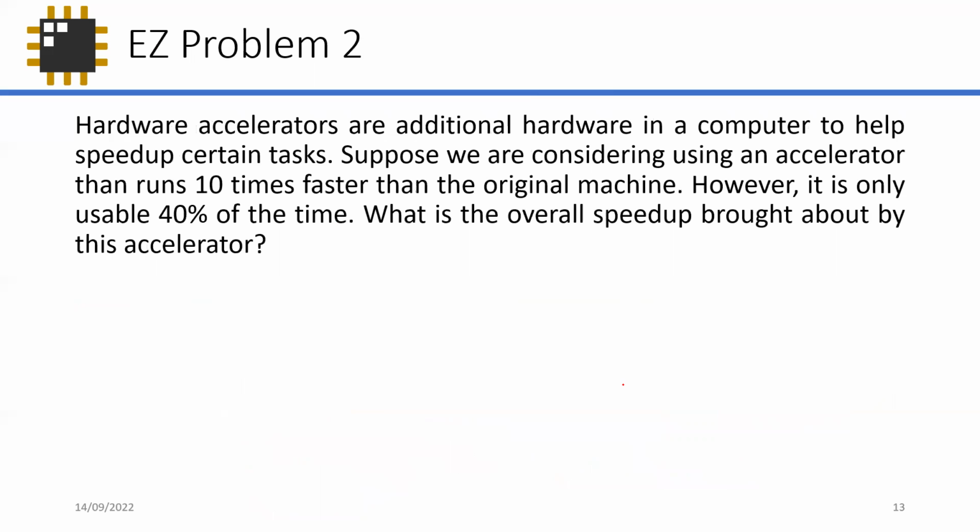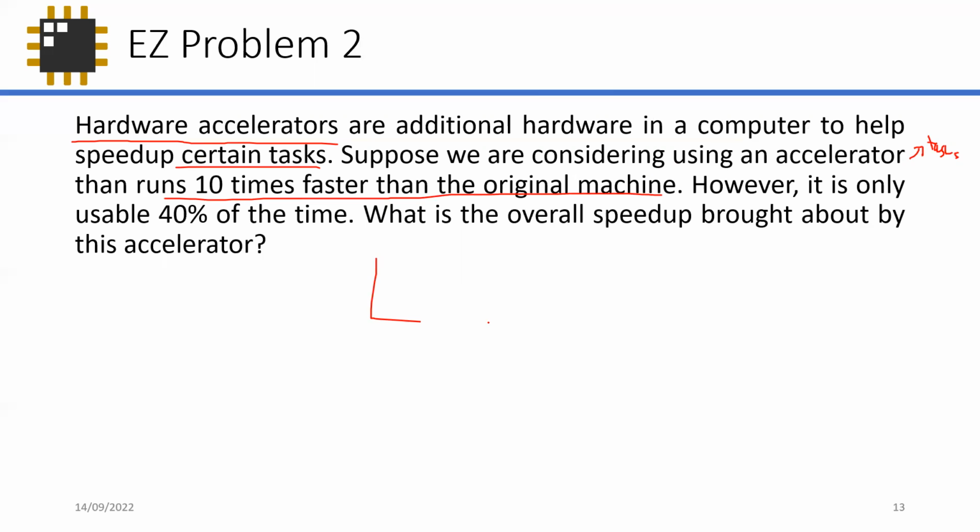Easy problem two: the hardware accelerators. This one is a bit more involved. We need to do a little bit of analysis. Hardware accelerators, which are very popular nowadays, especially for machine learning applications, are additional hardware in a computer to help speed up certain tasks. Take note, not all the tasks, but only specific tasks. Suppose we are considering using an accelerator for a specific task only, that speeds up that task by 10 times faster than the original machine.